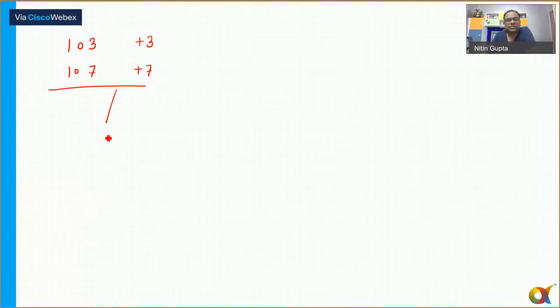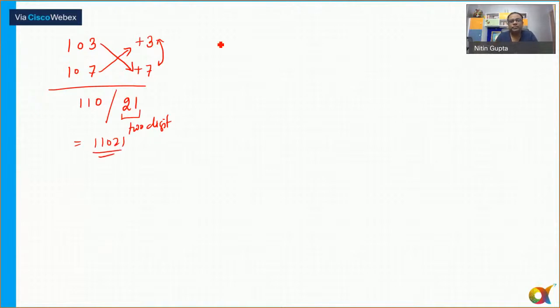Your answer is in two parts. The last part is the product of these two, that is 3 into 7, which is 21, so you write 21. Remember, the last part must be a two-digit number. That is very important. The first part is either 103 plus 7 or 107 plus 3. Both give the same value. 103 plus 7 is 110, so my answer is 11021.